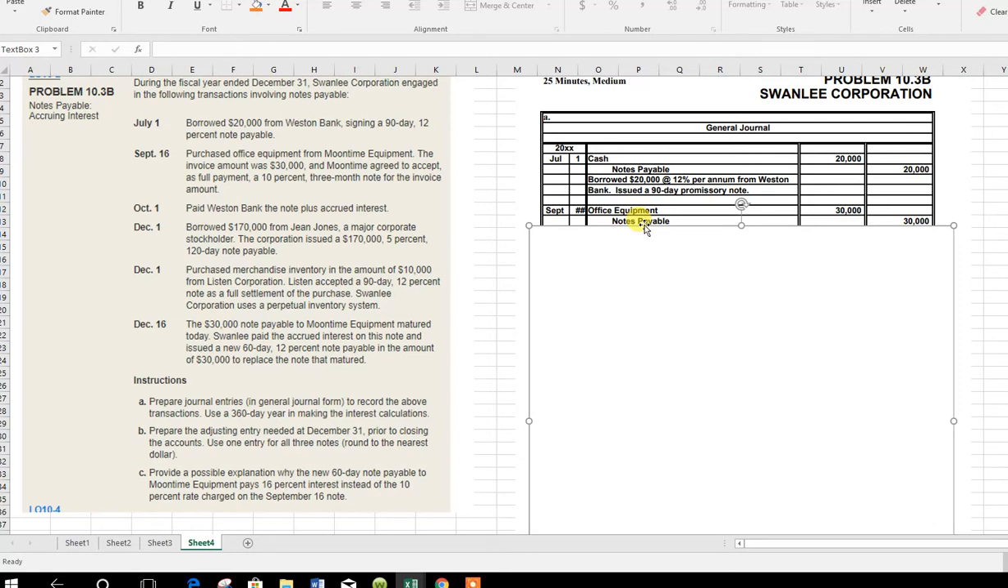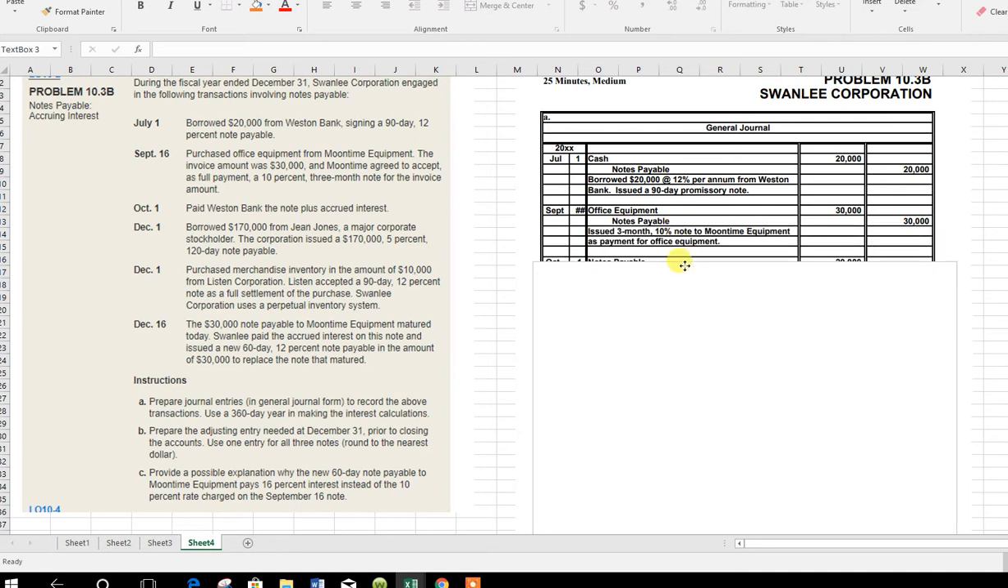The next one, I paid the bank the note plus the interest. So Weston Bank, I need to figure out which one is Weston. It's the $20,000. So this is July, and I've got the month of July, August, and September. So I've got 3 months. The formula for interest is principal times rate times time. My principal is $20,000, my rate is 12%, and my time is 3 over 12.